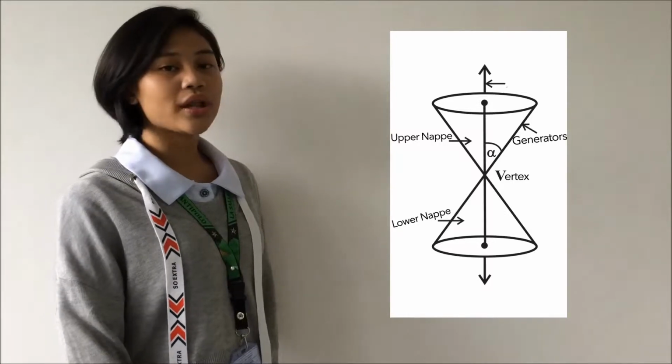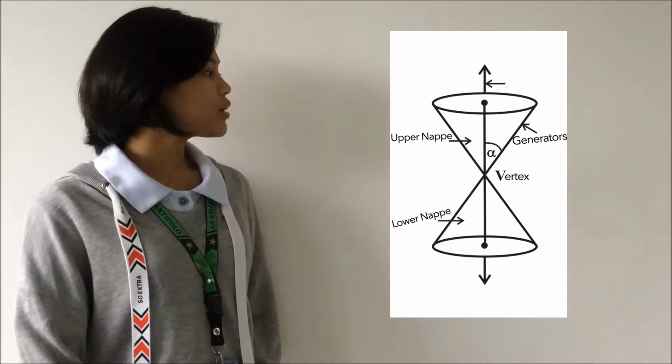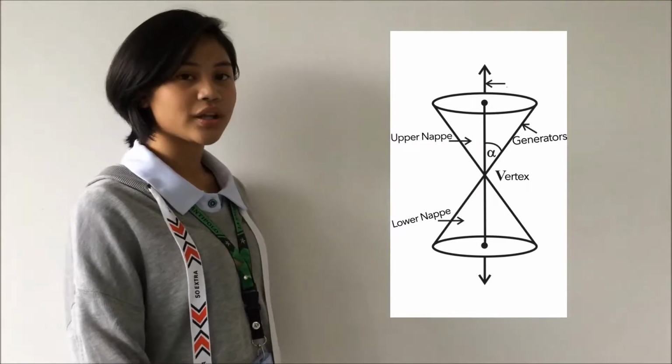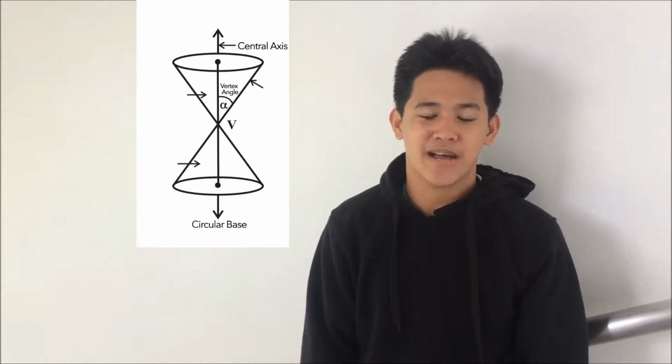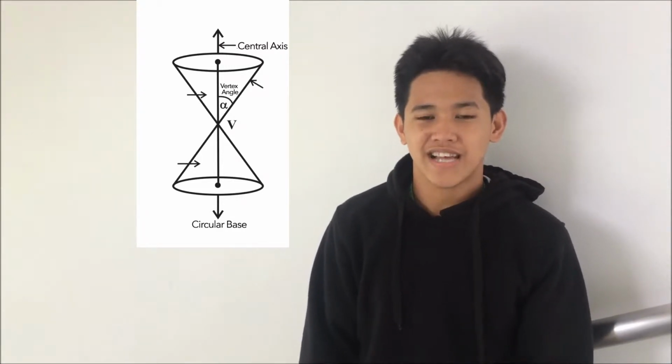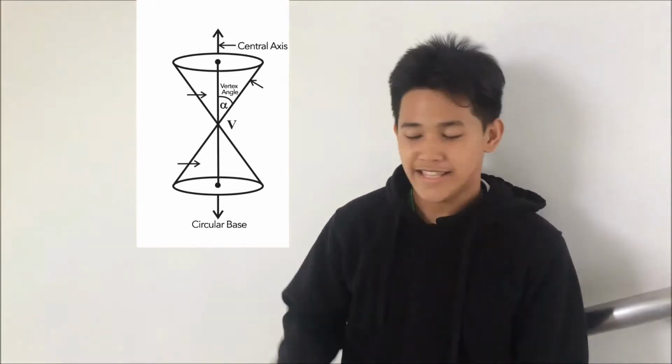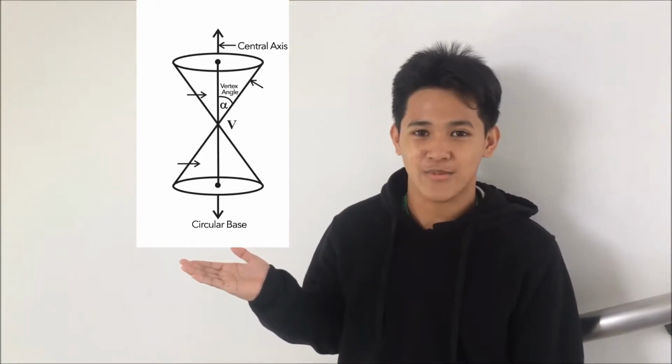Next is the two generators. Then we have vertex, which is the point of intersection of the two generators. The central axis is the line in the center that passes to the vertex. The vertex angle is the angle the generator and the central axis form. This is the circular base of a double knot cone. Now let's talk about the different conic sections that can be produced.